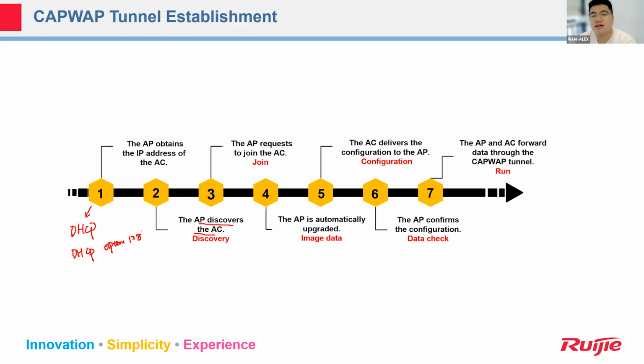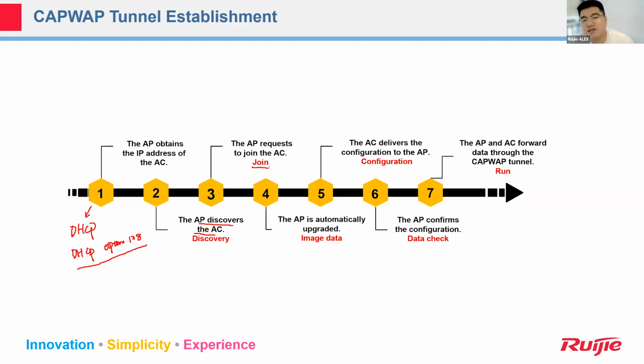Next, after knowing the IP address of the AC, the AP discovers the AC. It means the AP will send the discover message to the IP address we got from DHCP option 138. This process is called discovery, right? And next, the AP requests to join the AC. This step is called join.